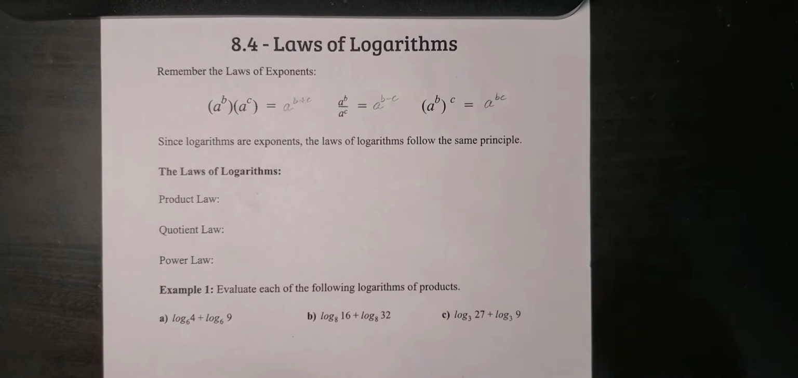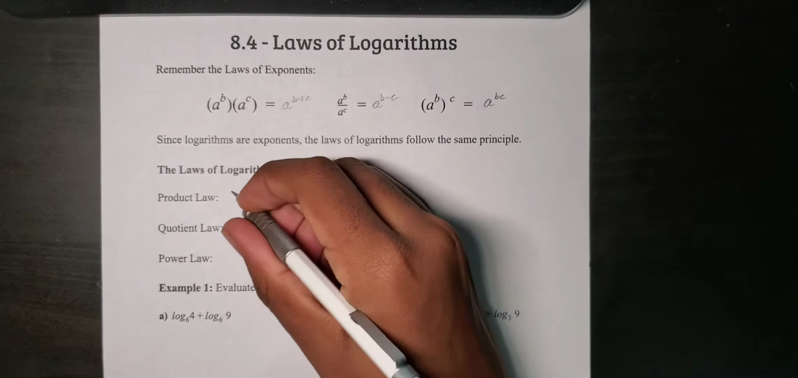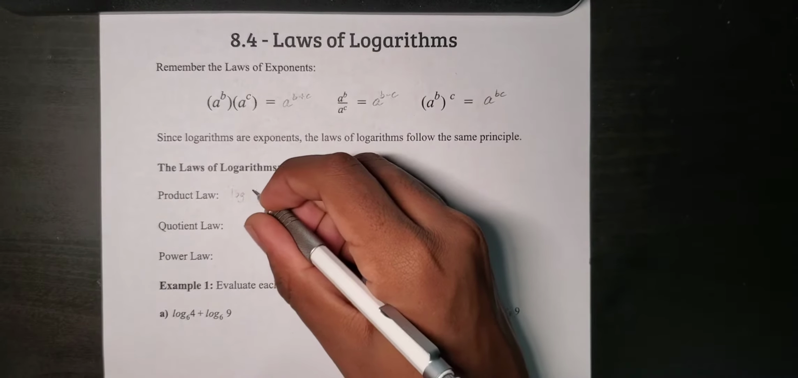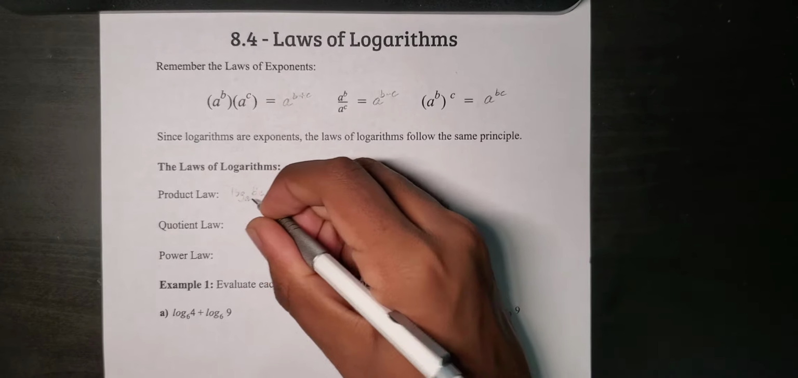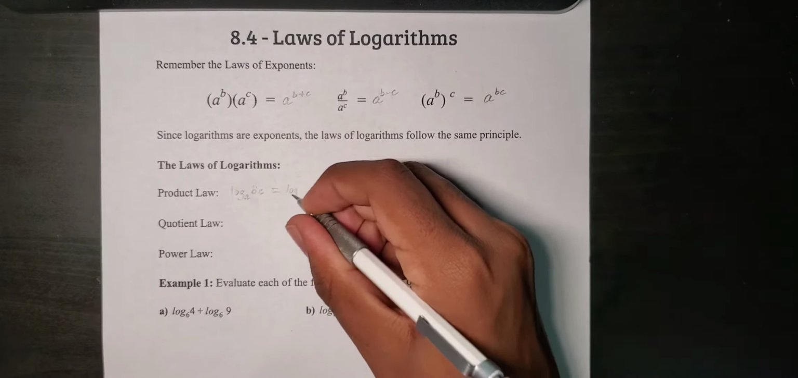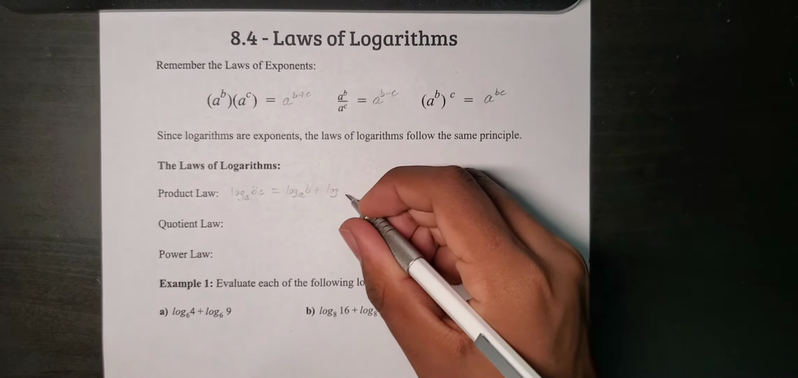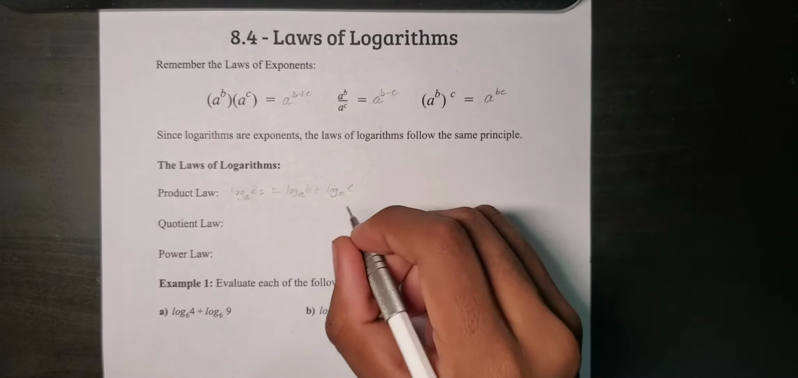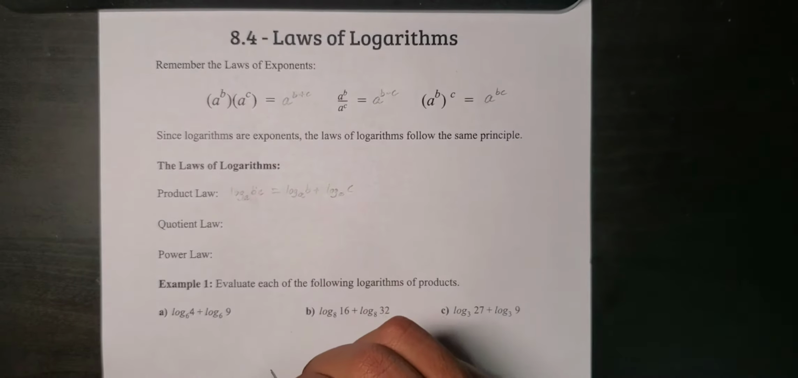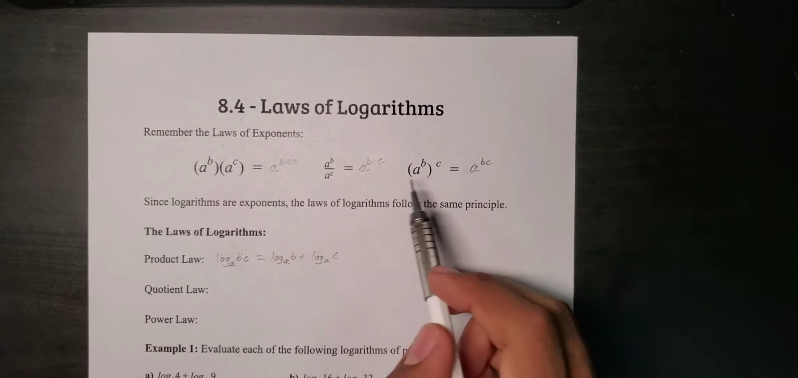So let's see these laws. The product law of logarithms states that the logarithm of BC at base A is equivalent to the log of B plus the log of C, both with the base of A. The bases have to be the same for this to work, same as the bases for the exponents have to be the same for this to apply.